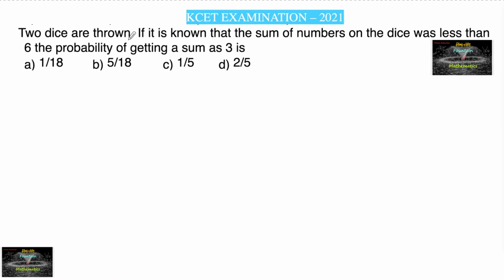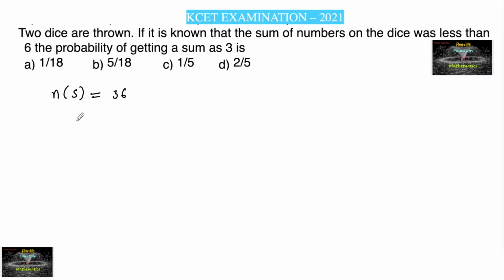Two dice are thrown. If it is known that the sum of numbers on the dice was less than 6, the probability of getting a sum as 3 is? So here two dice are thrown, so the number of elements in the sample space can be taken as 36. 6 into 6, 36 ordered pairs you will get. It is known that the sum of numbers on the dice was less than 6, then the probability of getting a sum of 3.